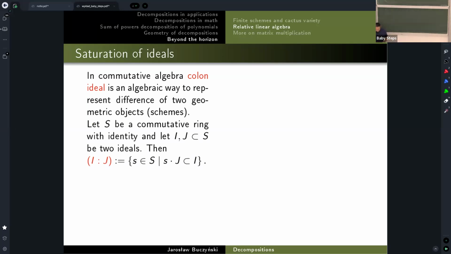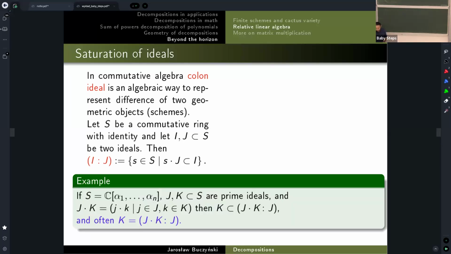So why is it called colon ideal? Maybe this example shows you. If you take a polynomial ring and nice prime ideals J and K, then you can form a product ideal J times K, which is just generated by j times k through all elements of J and K. And then we always have that K is a subset of this colon ideal. And in nice situations, most situations, we will have equality.